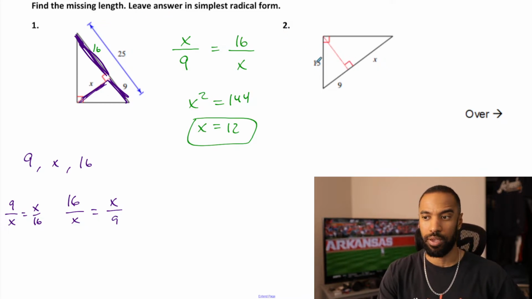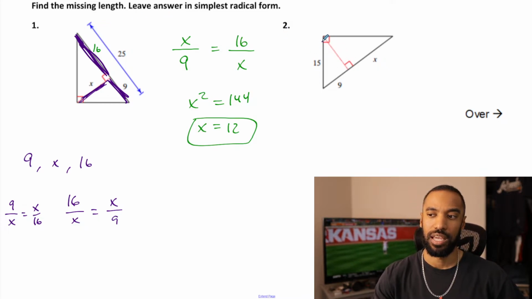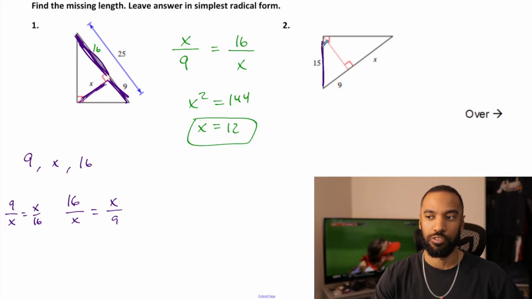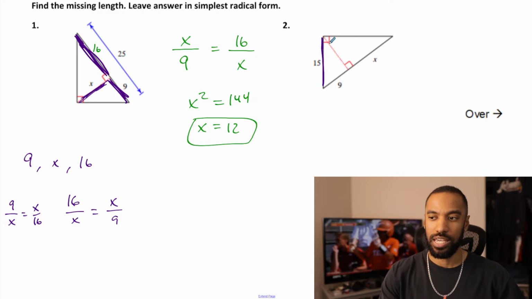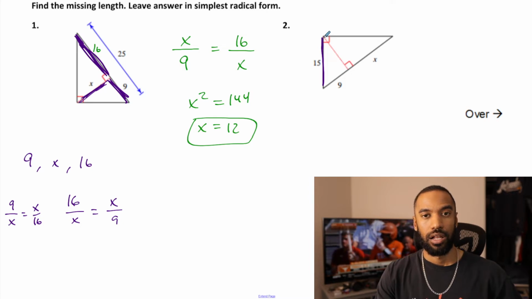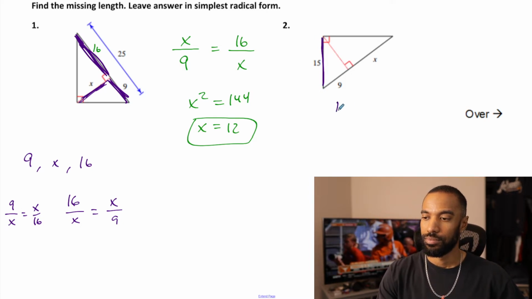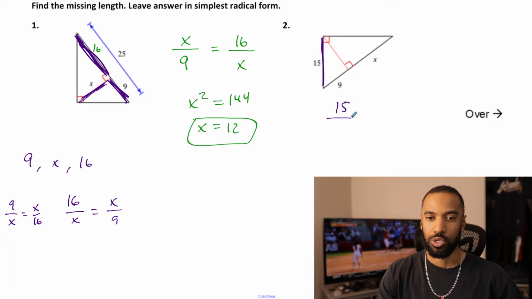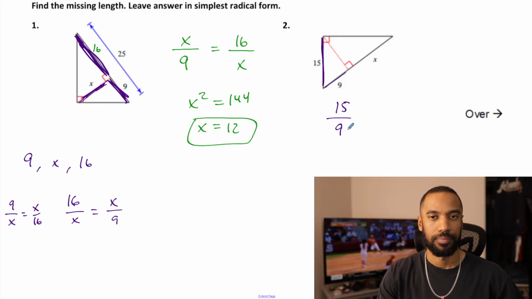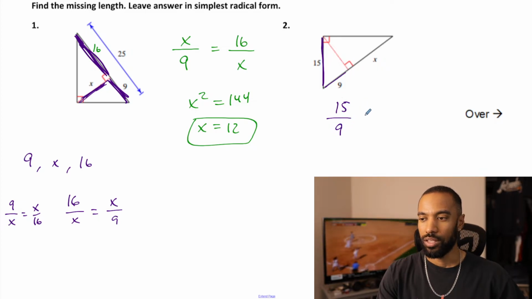But what I will do is my corresponding parts bit. 15 corresponds to two different parts in two different triangles. 15 is the short leg of the big triangle. And that can correspond to the short leg of another triangle, such as your 9. Short leg of the big over short leg of the small. Okay, let's do something else in the big, something else in the small. What else do we have?